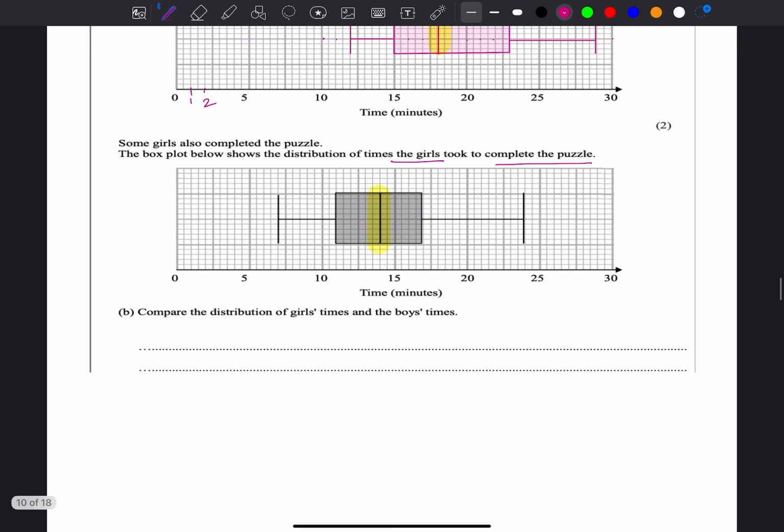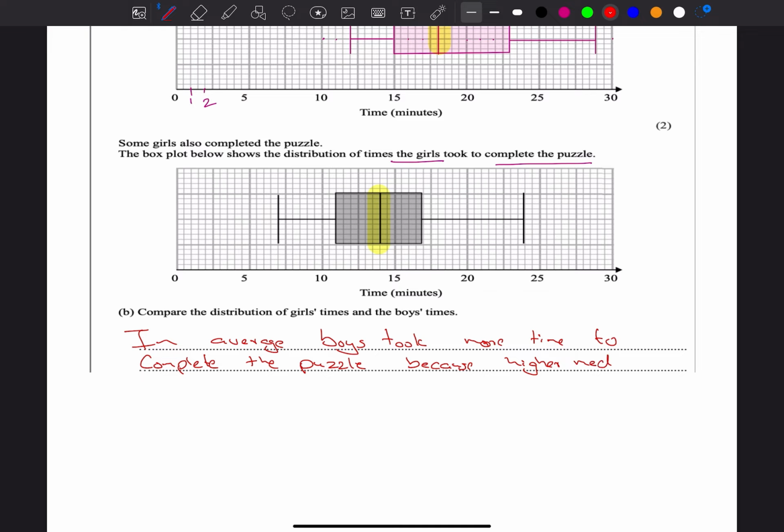Pick a number. So you will write, remember the statement: In average, boys took more time to complete the puzzle because they have a higher median. You always compare median. What's the median that boys had? I think 16 was the median, versus the girls median was 14.